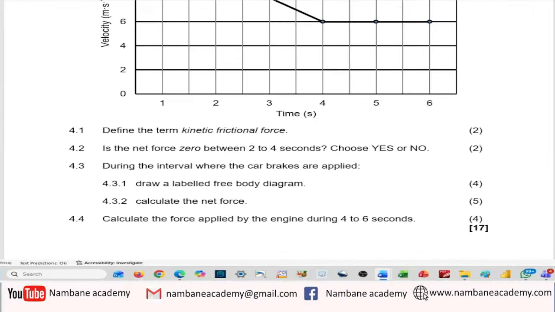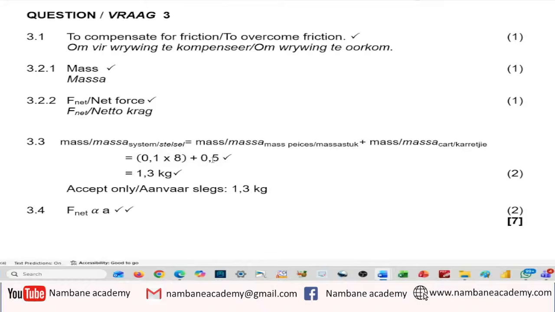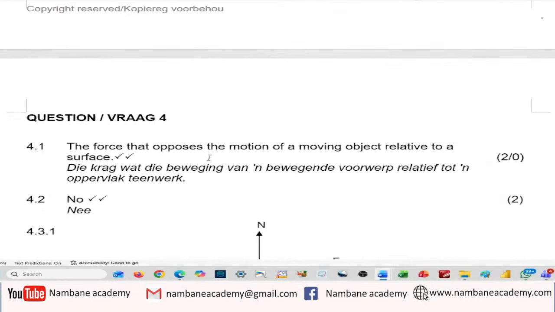And the first question, 4.1, the learners were asked to define the kinetic frictional force. Kinetic frictional force, the definition as taken from the examination guideline. We resolved yesterday that we are only going to accept the definitions from the examination guideline. So the definition there says: the force that opposes the motion of a moving object relative to a surface. 4.1, 2 or 0. The force that opposes the motion of an object moving relative to a surface.